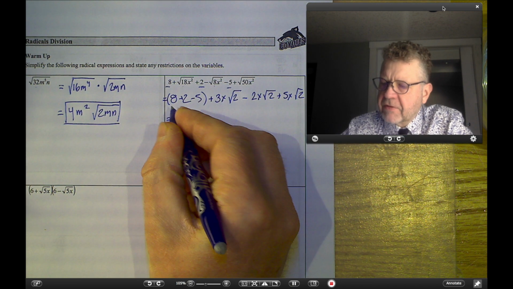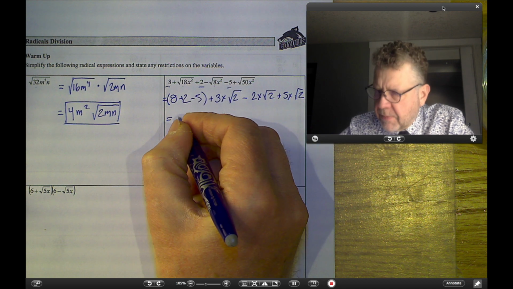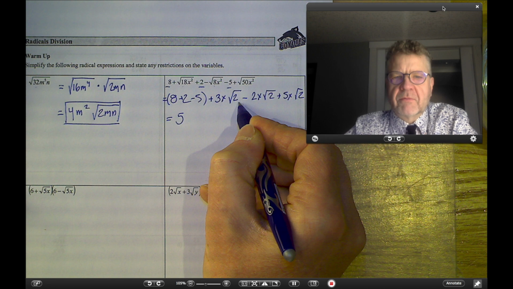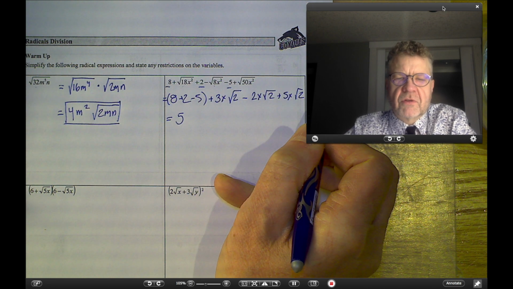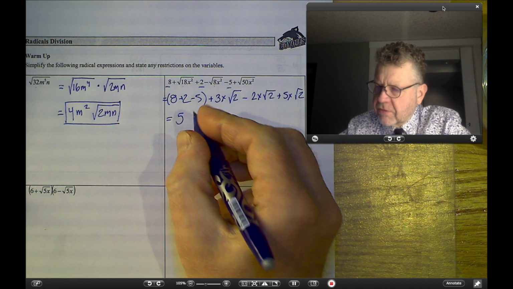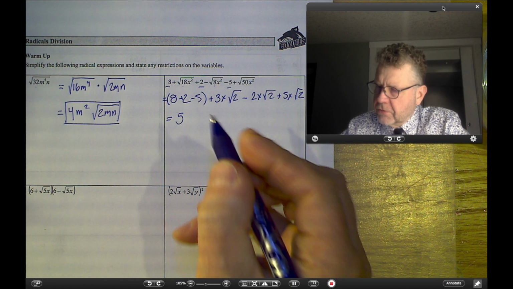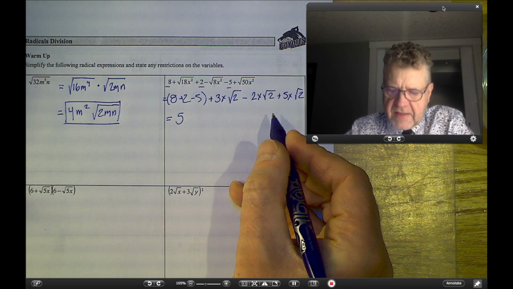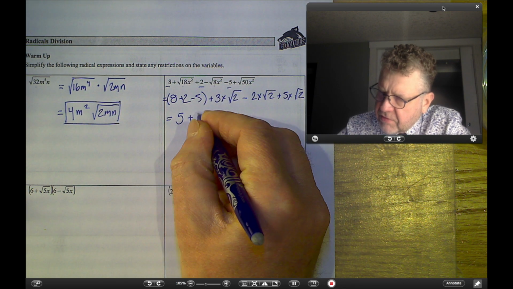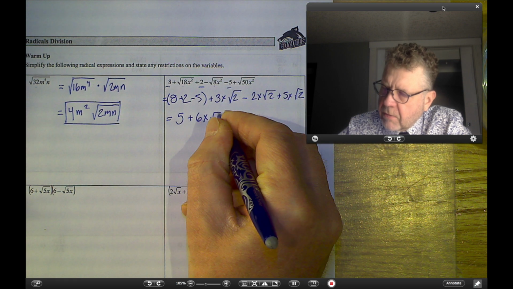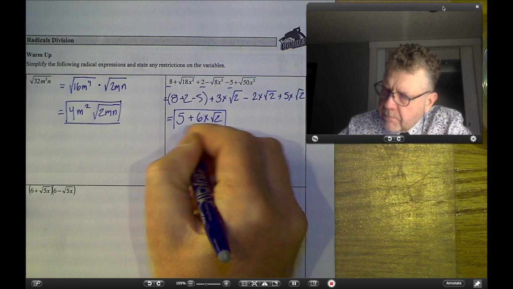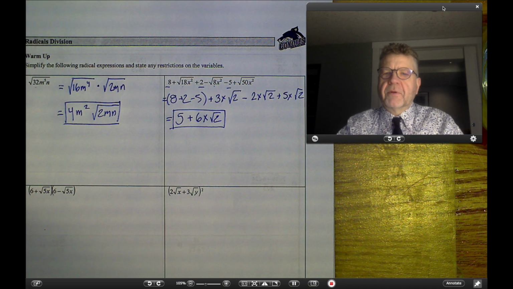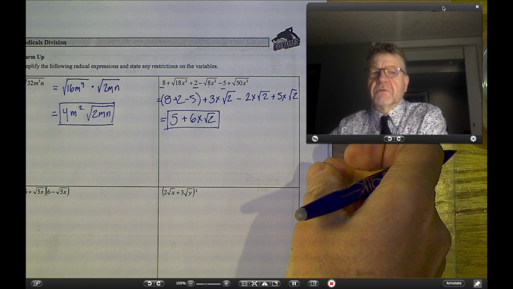Let's simplify. 8 plus 2 minus 5 is going to be positive 5. I have a whole bunch of radicals, 3x times root 2, 2x times root 2, 5x times root 2, with the same radicals. So it's going to be something root 2. 3x minus 2x is 1x, plus 5x is 6x. And it's positive 6x root 2. Boom, just like that.